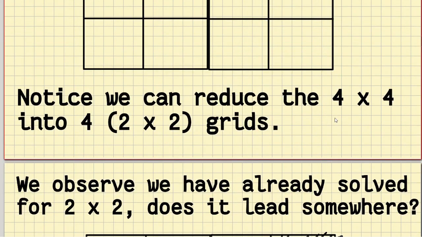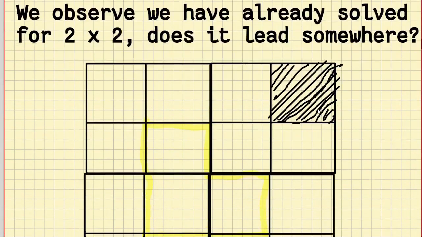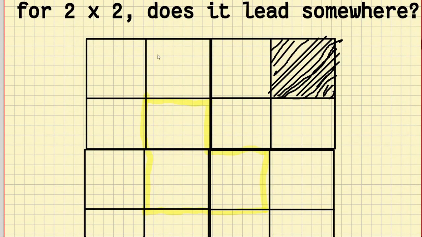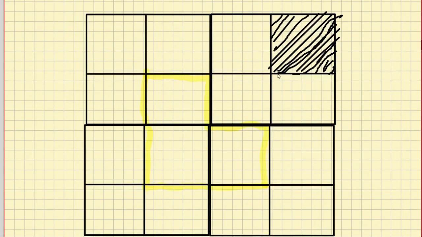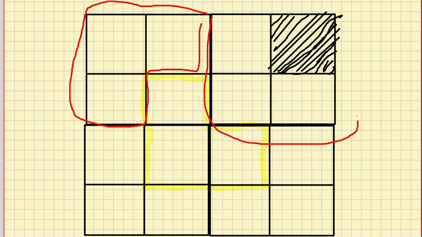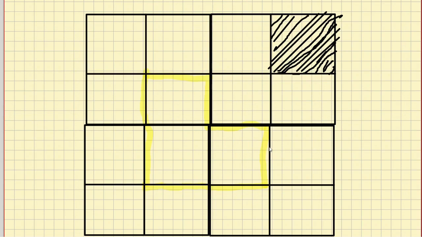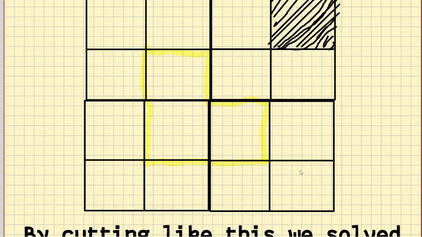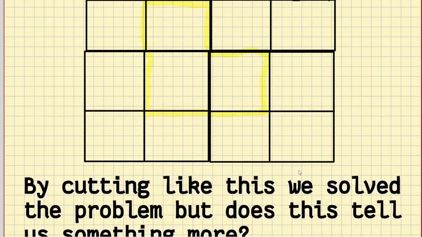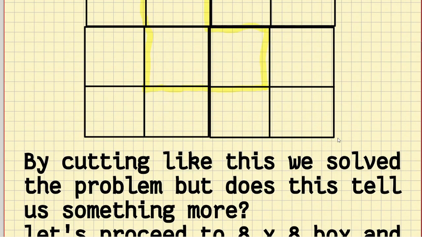And we observe that we have already solved it for 2 by 2. Does it lead us somewhere? Yes. What happens here actually? See, when I cut it from here, I can now get at least 5 trominoes by seeing it like this. First there is this L-shaped tromino, this L-shaped tromino, and there is also this shape. These are the structures formed by cutting, and we will get this shape from the 2 by 2 one. And by cutting it this way, we solved the problem for the 4 by 4 one.